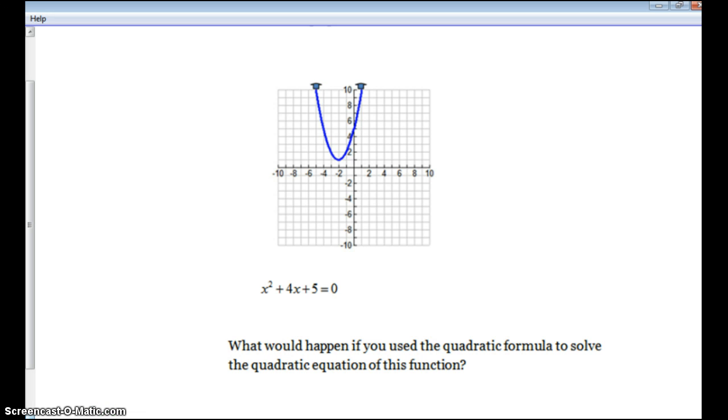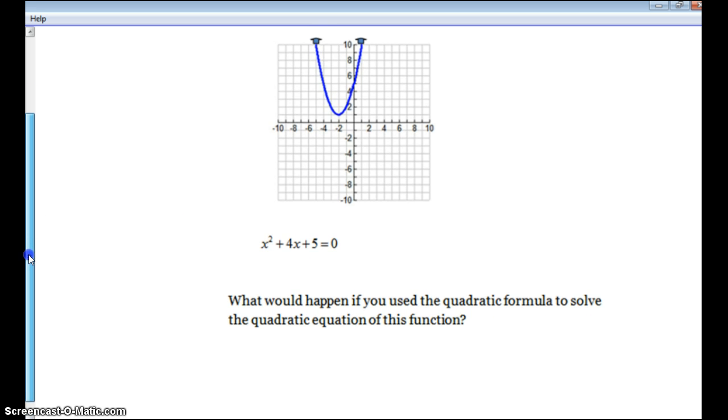Okay, the last part for tonight's video is talking about our graph. When we see our graph and it's not a real solution, we can use our quadratic formula to find out what's happening. So I want you to go ahead and try one more use of the quadratic formula. Use this equation, substitute into that quadratic formula, and see what you get.